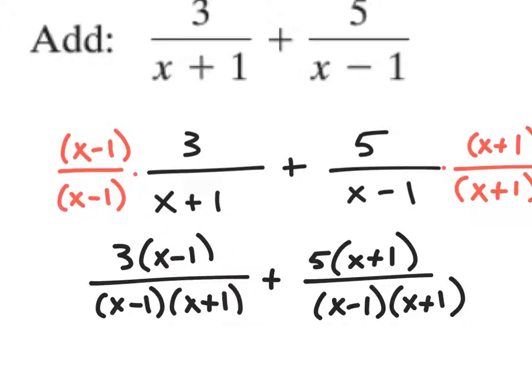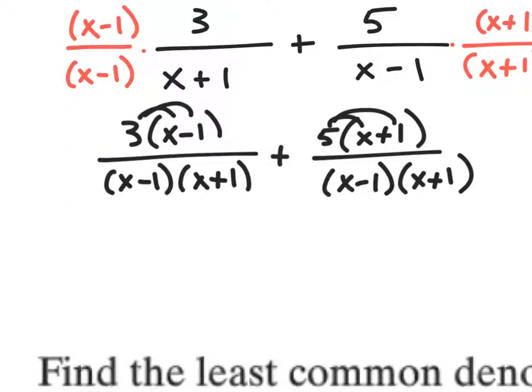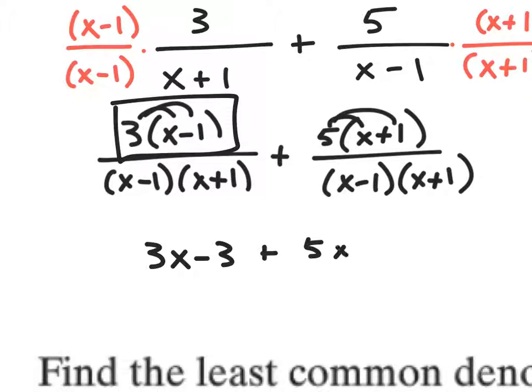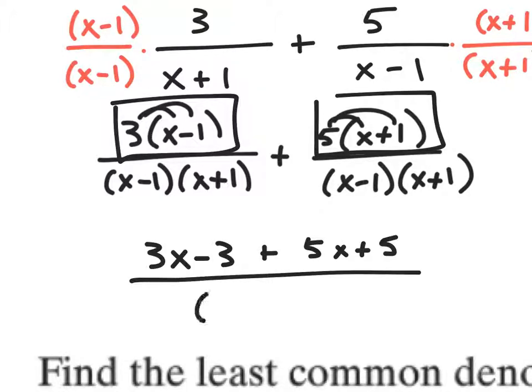Now, I have a common denominator here, so all I have to do is add my numerators. I do need to distribute my 3 here and my 5. So let's do that. And I'm going to skip a step and just put it all over one fraction. So I'm going to do 3x minus 3, that's me doing this part here, plus 5x plus 5, that's doing this part. Now I'm going to put that all over a common denominator of x minus 1 times x plus 1. And then I'm going to combine my like terms.